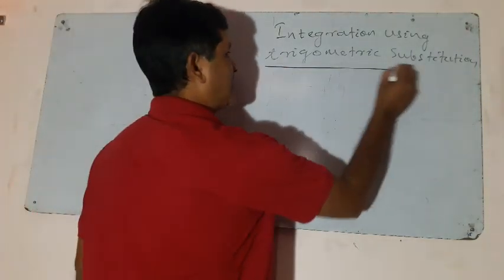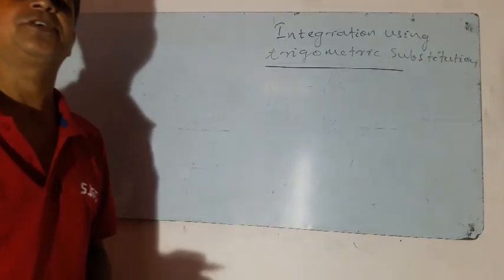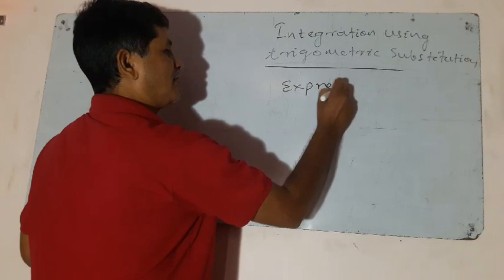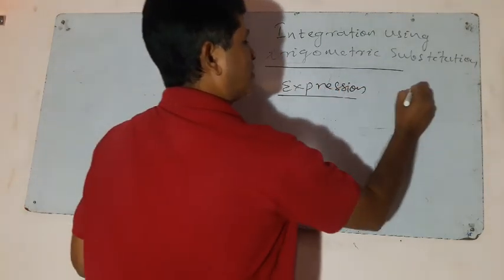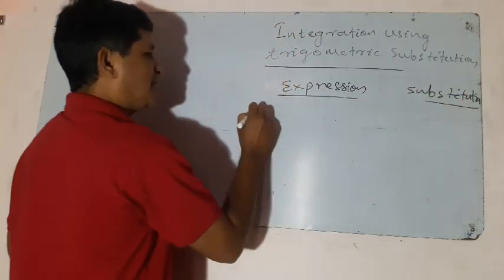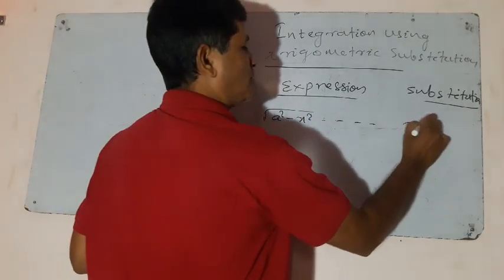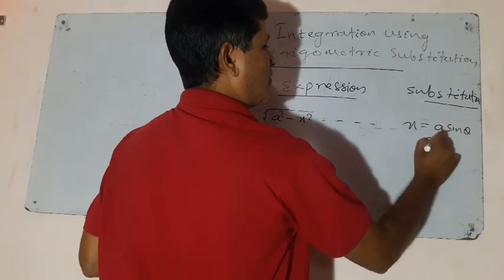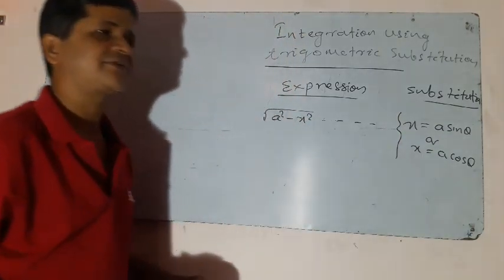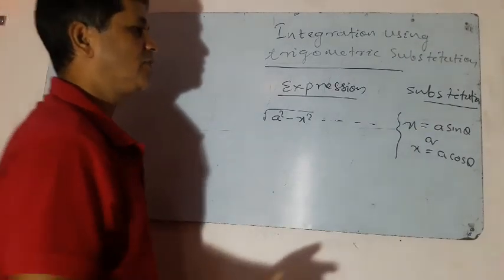We write some formula in this case. Before going to the formula, we first see which one will be substituted in which cases. So this is the expression and this will be the substitution. In case of a square minus x square, we use x is equal to a sin theta or x is equal to a cos theta.